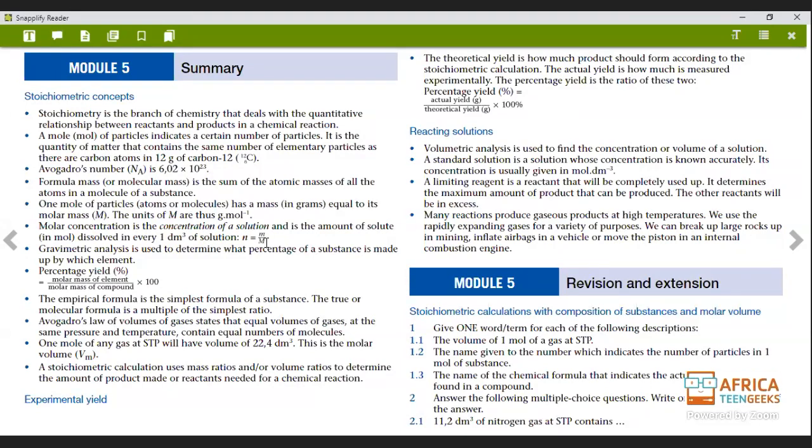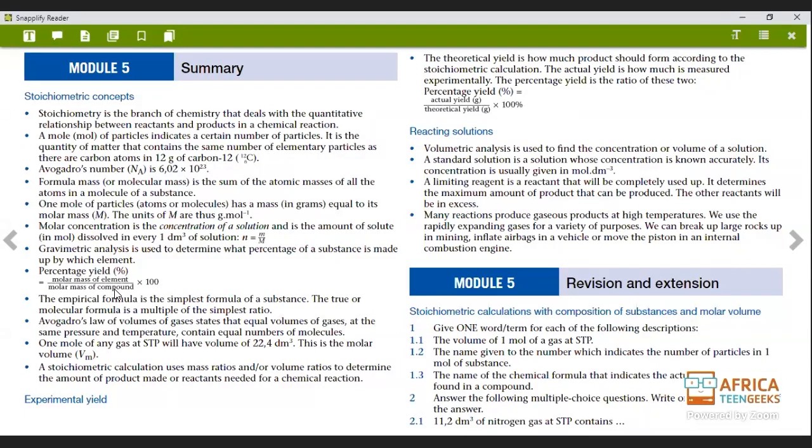Okay, so gravimetric analysis is used to determine the percentage of a substance made by which element. I hope you guys remember the percentage yield that we also did, whereby they want to know how much of this, for example, when we're doing an experiment, there's a theoretical and there's an actual. So what do you want? We want the molar mass of the element in the compound. So if, for example, we have Fe plus S gives you FeS, we want to know how much of the Fe is there in FeS, and that is what we calculated here, the percentage yield. Okay, if you guys remember that.